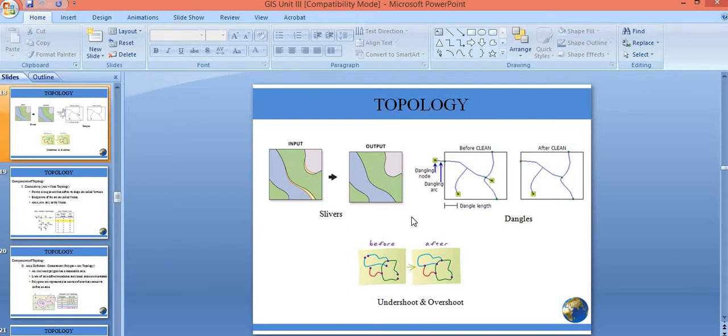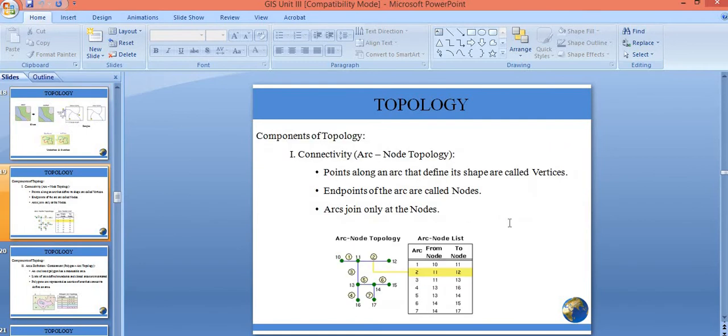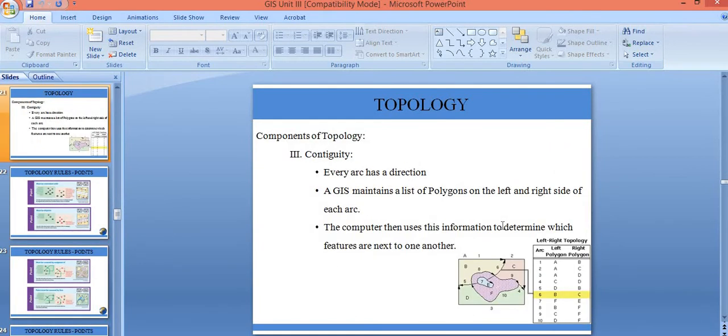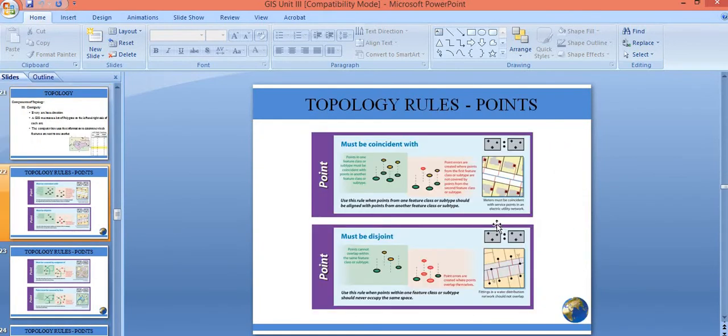Dangling node means some points or lines extending to some more location. That is what is referred to as dangles. So even for eliminating dangles, we can go with topology. And also undershoot and overshoot can be eliminated by using topology. Okay, so these are the additional reasons why we are going for topology. Now the rules.